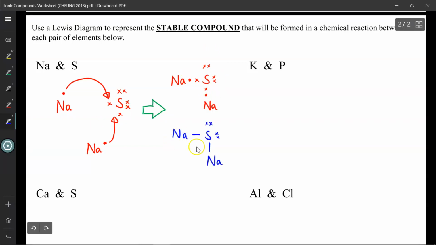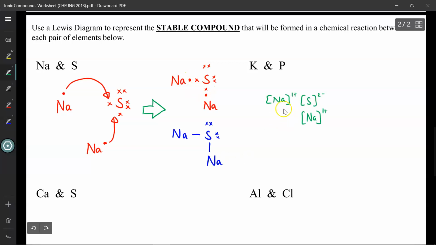But you can also draw it this way, where a single line represents a bonding pair of electrons. So all we've really done is just connect the dots. You'll also note that I used dots and X's to represent electrons. The X's are for the electrons that belong to the sulfur. The dots are for electrons that belong to the sodium. This is how I can differentiate where those electrons originally came from.